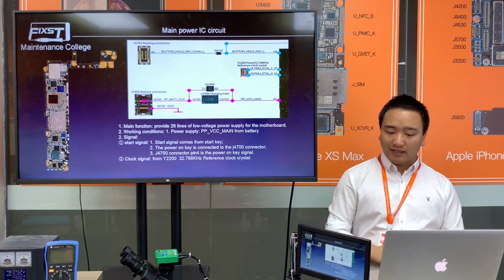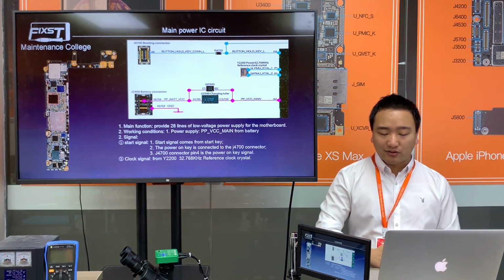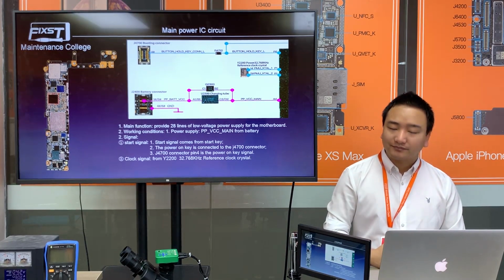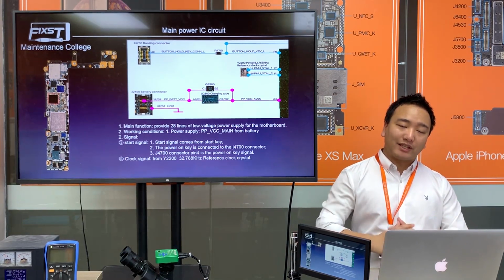For the main power IC, the PMU, to work normally, first, the IC itself must have no problem. After that, it needs two working conditions: one is power, the second is signal. The power comes from PPVCC_MAIN. And for the signal, one is the start signal, and the second is the clock signal.